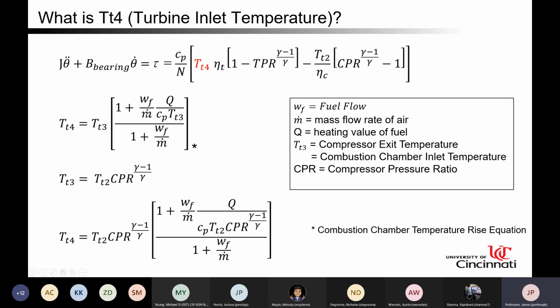The input to the system comes from the fuel flow. This is where the fuel is added to the combustion chamber. This is the combustion chamber temperature rise equation here. TT4 is then injected into this equation, which results in an increase in torque. Again, I apologize for going quick. I know that I'm getting short on time.